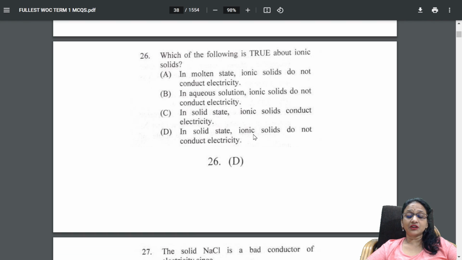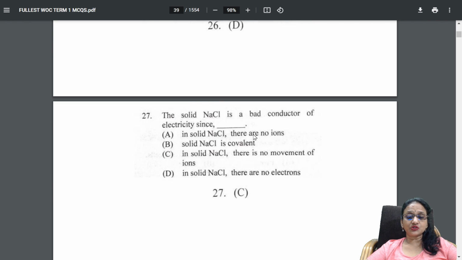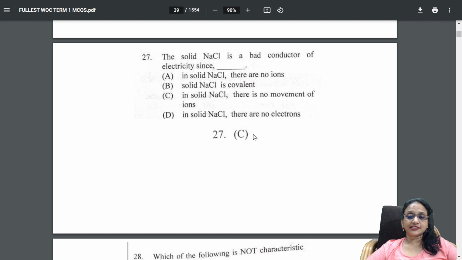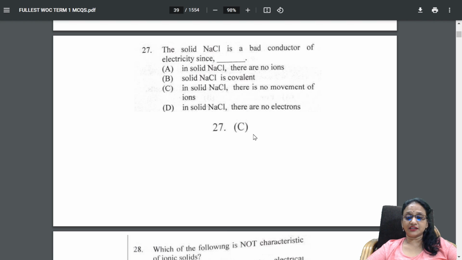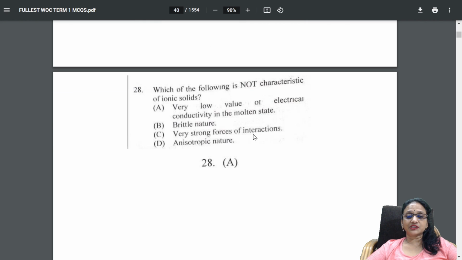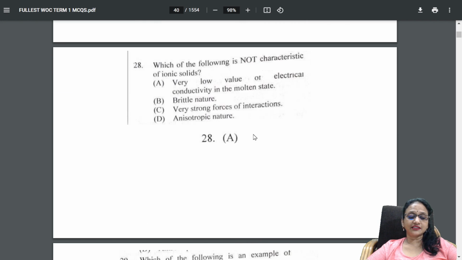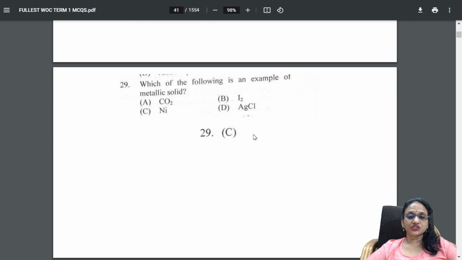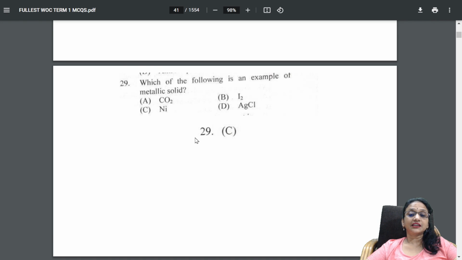Options are given. Go through the question, students. Any doubt, ask me. The 27th question goes like this. Yes, read the question carefully and understand it. Any doubt, ask me. 28th is here like this. Okay. Then comes your 29th question. They'll give you an example. You have to tell the examiner which type of solid this is.